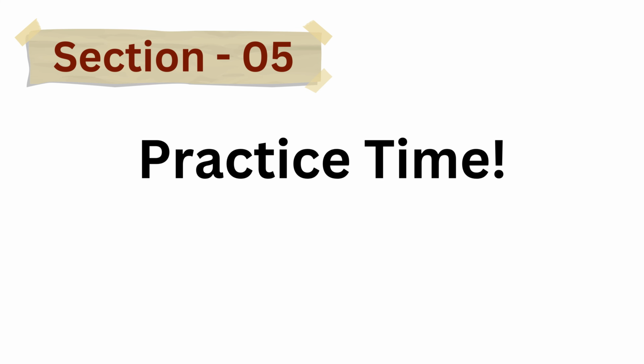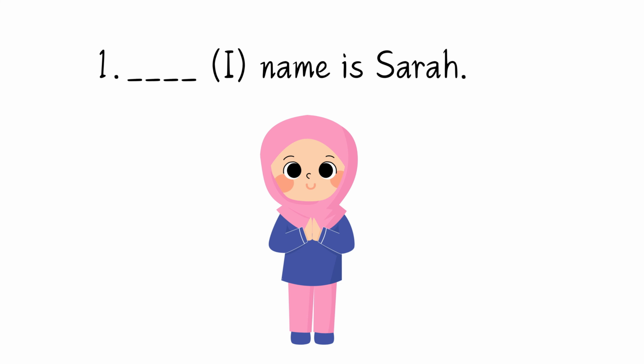Section 5. Practice time. Let's do a quick practice. I'll say a sentence, and you try to fill in the blank with the correct possessive adjective. First one. Name is Sarah. My name is Sarah.